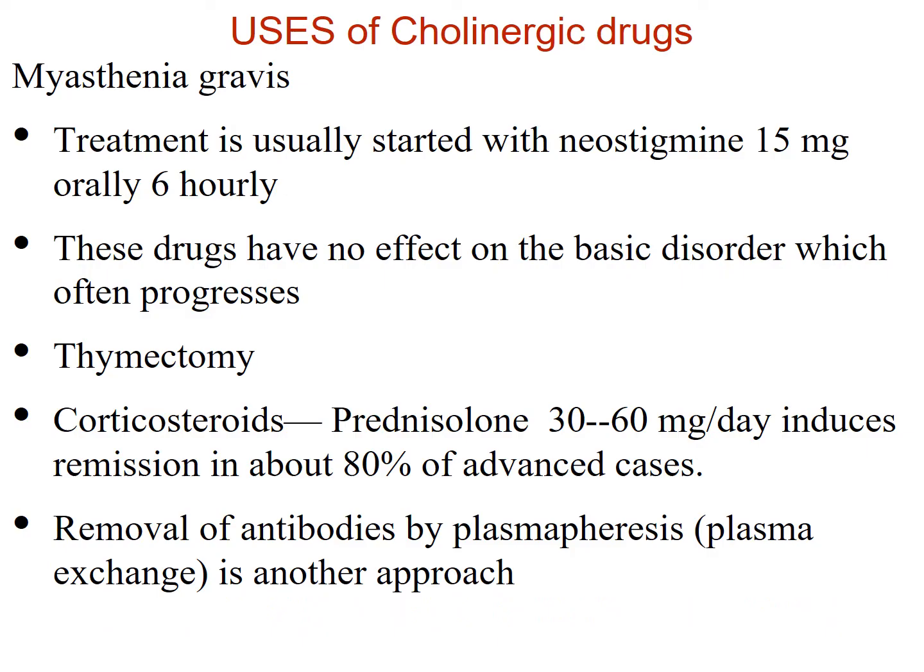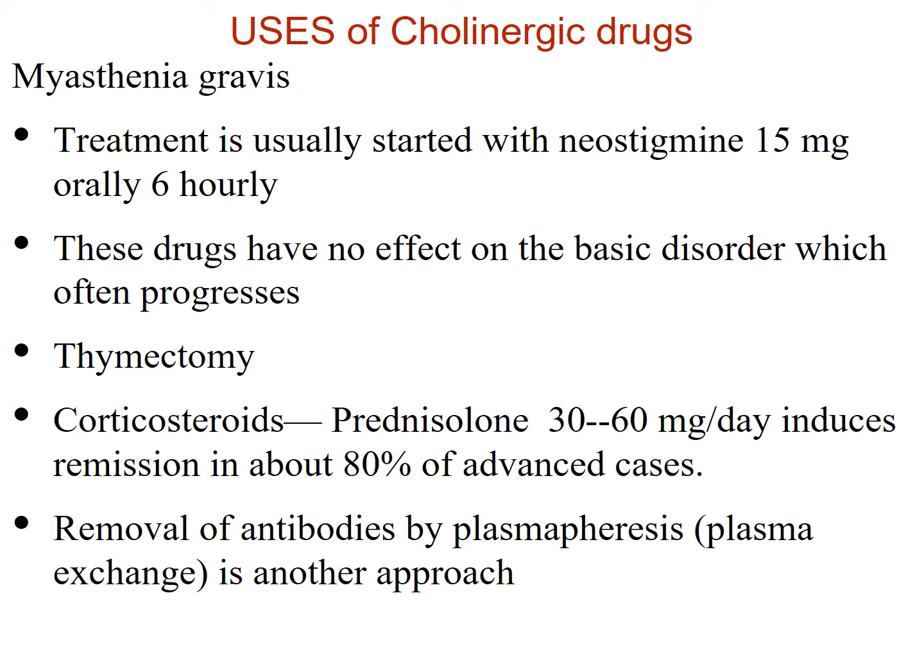Treatment of myasthenia gravis is usually started with neostigmine in the dose of 15 milligrams orally 6 hourly, and you should keep in mind these cholinergic drugs do not have an effect on the basic disorder, that is the antibodies. These only have an effect on the nicotinic receptors. The antibodies are produced in the thymus and the main treatment is thymectomy.